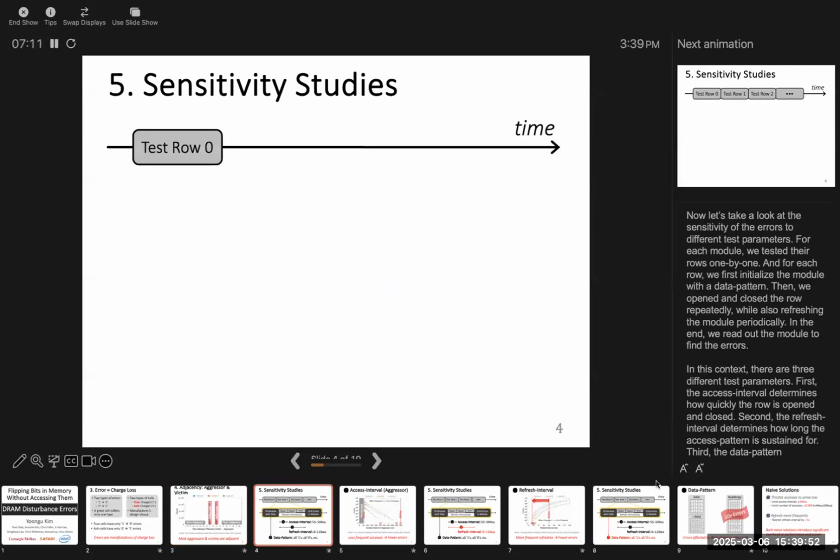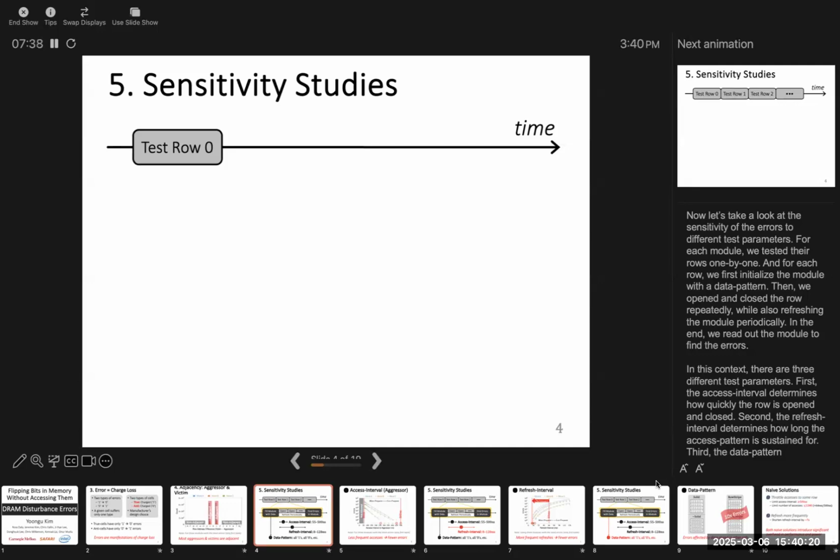What kind of sensitivity? In sensitivity studies, what you normally do is, if you have a system with multiple parameters or multiple variables, you keep all other parameters fixed, and you change the value of one particular parameter in a range. And then you see how it affects, let's say, the performance of the system, or in this case, how it affects the number of errors which are induced. Okay, so they are going to do this in this sensitivity study.